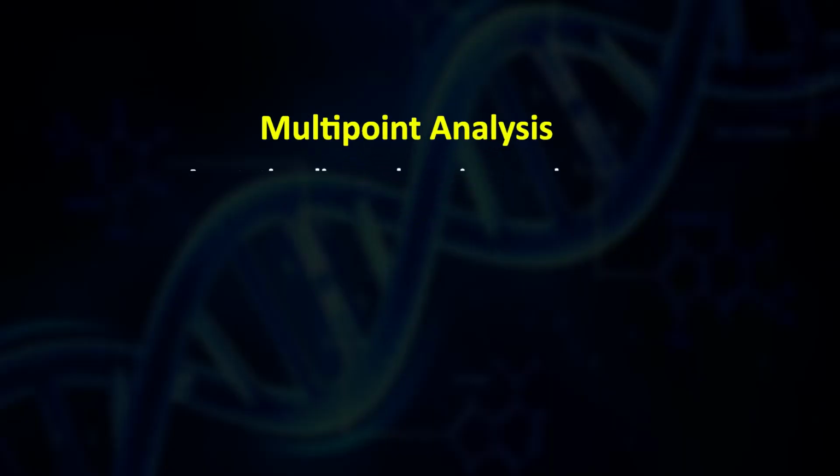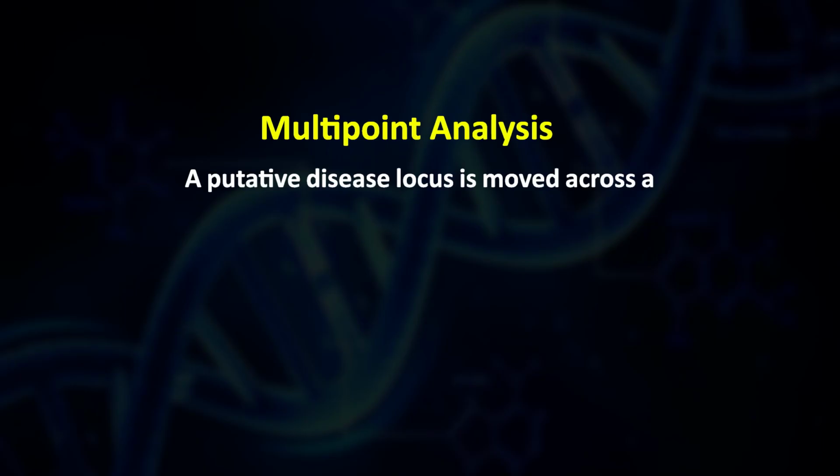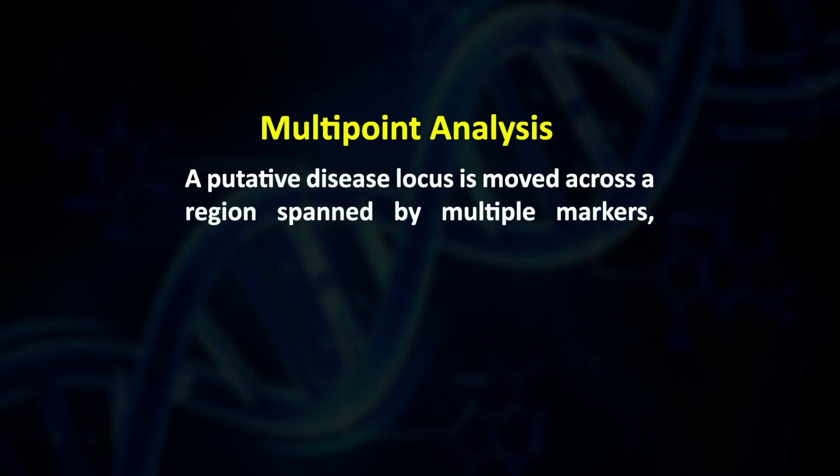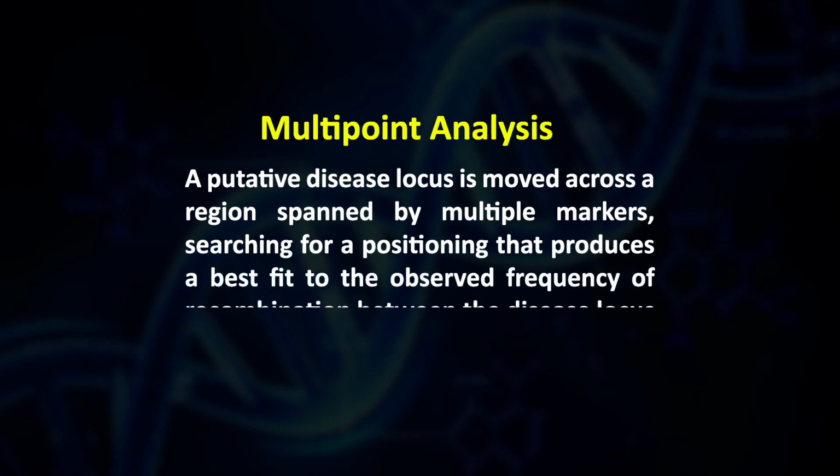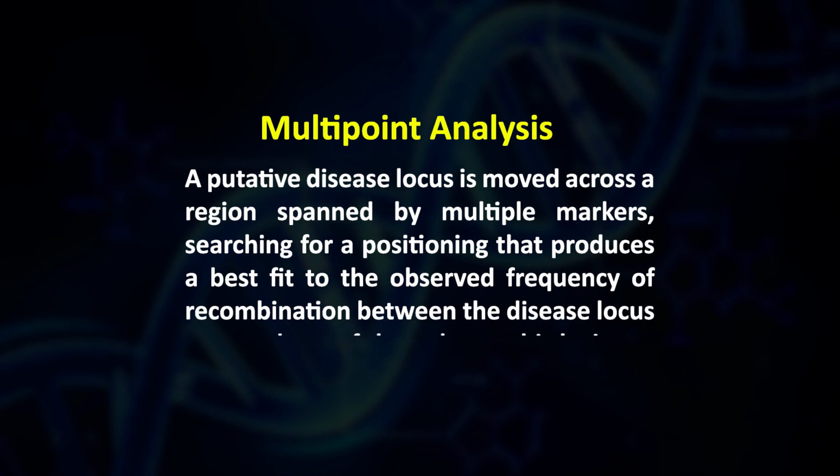In multipoint analysis, a putative disease locus is moved across a region spanned by multiple markers, searching for a position that produces a best fit to the observed frequency of recombination between the disease locus and any of the polymorphic loci.